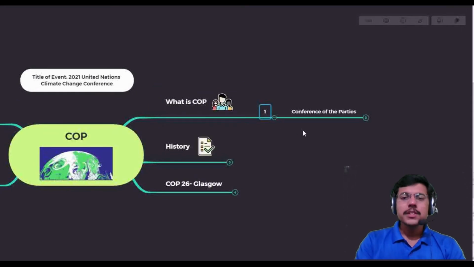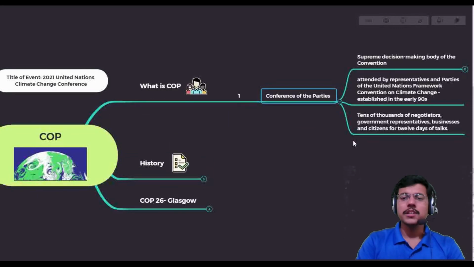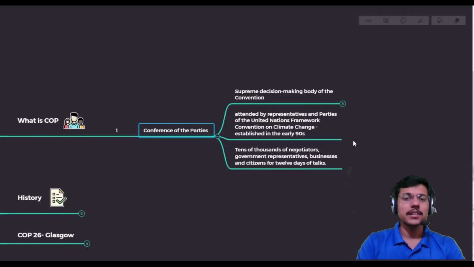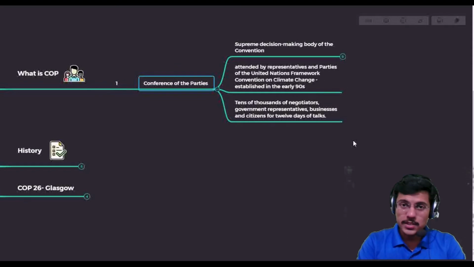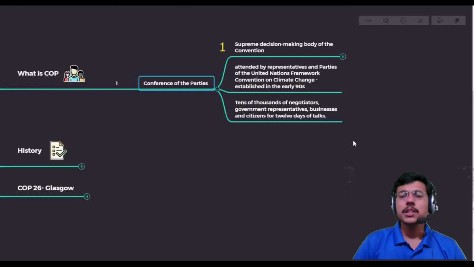The COP is the Conference of the Parties. That is the meaning of COP. And what is the significance of that? What does it do? Let's see one by one. First, what is COP? It is the supreme decision making body of the convention.